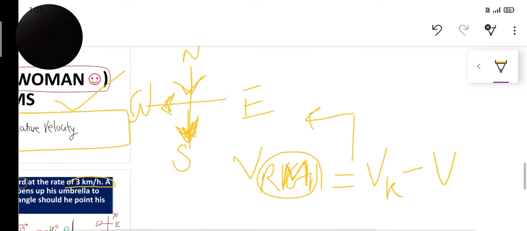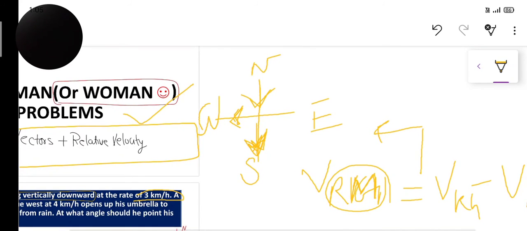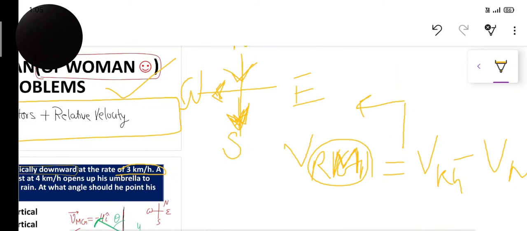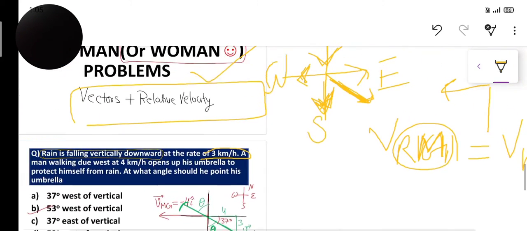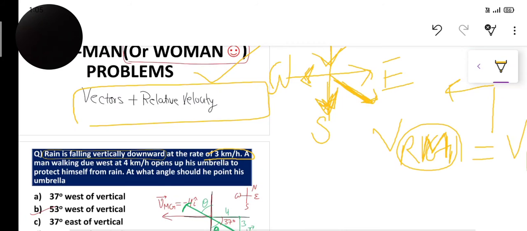So it is velocity of rain minus velocity of man, both with respect to ground. Here the velocity of man is negative, so in this direction. So if the man is going like this and the rain is falling like this, the man should open his umbrella like this, because the rain appears to fall like this.